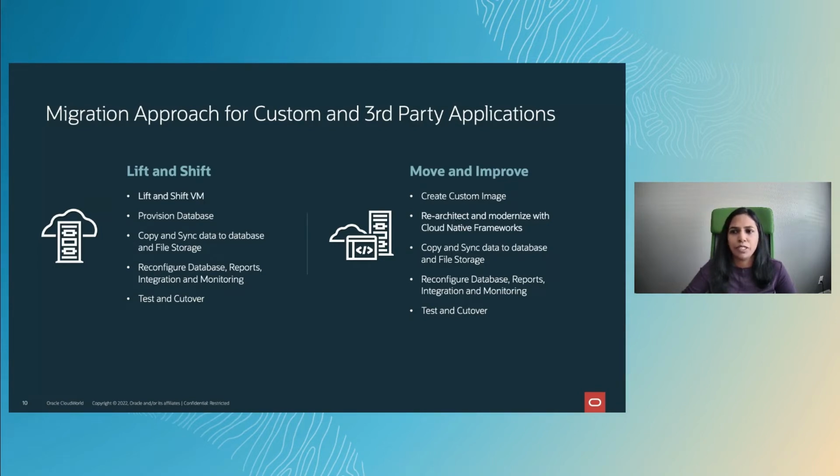With move and improve, we go through a process of building out a custom image, creating VMs using that custom image, also re-architecting your application using cloud-native solutions to rebuild your application so that we can realize better performance and cost optimizations. And beyond that, the steps of reconfiguring your application, testing, and cutting it over to production remains the same.